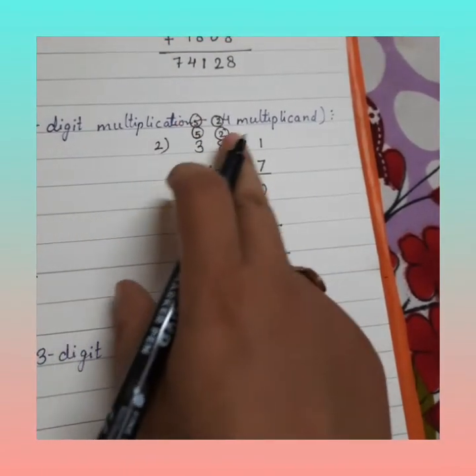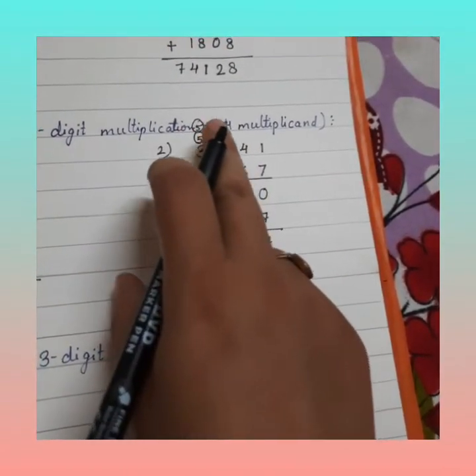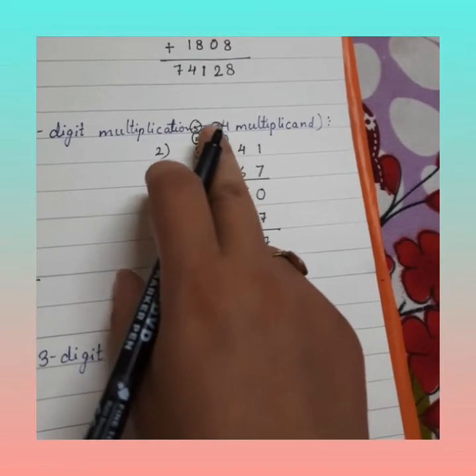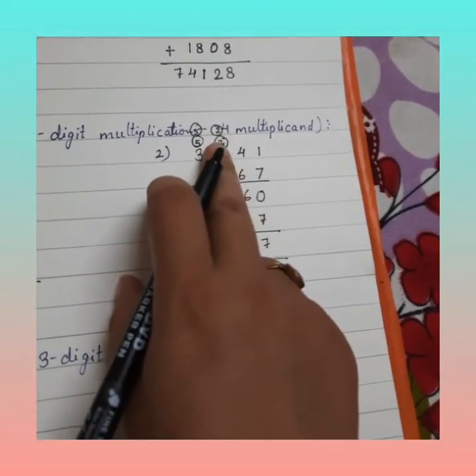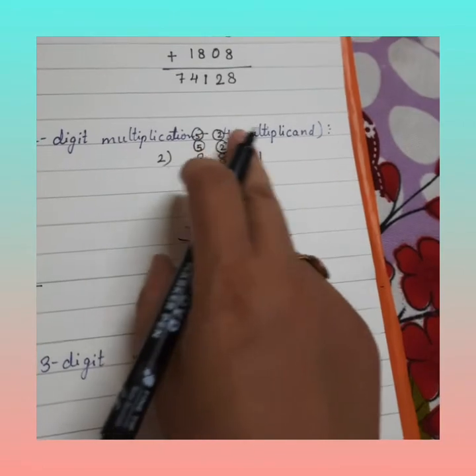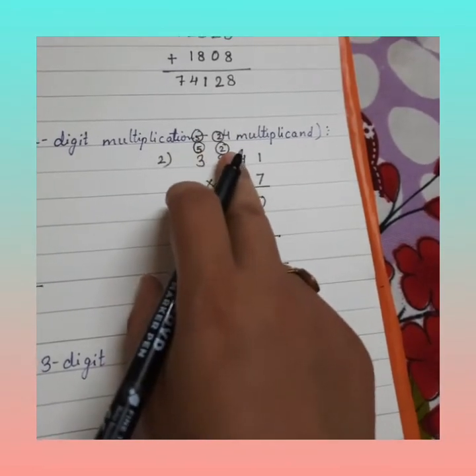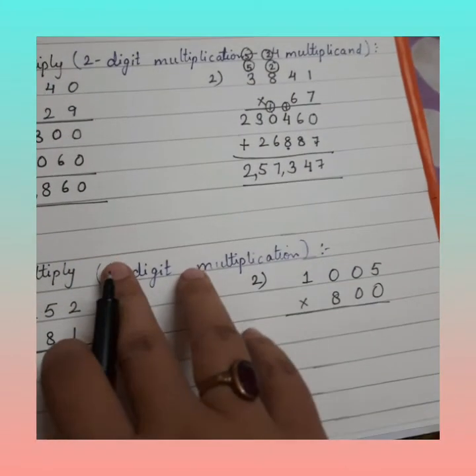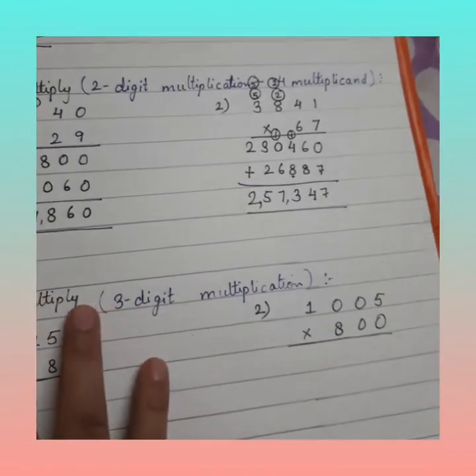Here the space is less, that's why I have written like this. You have to write all the carried over numbers in a separate line, okay, so that it is clearly visible.